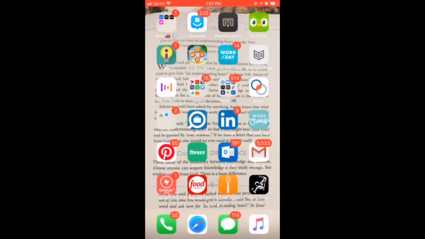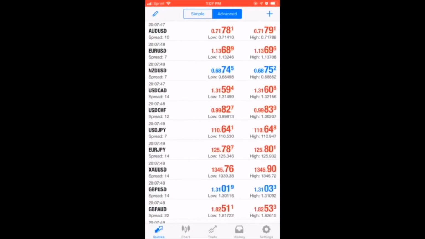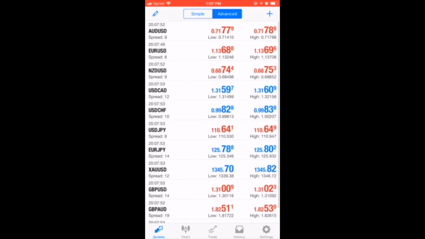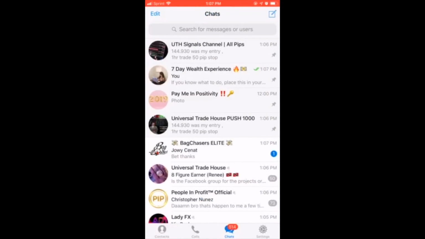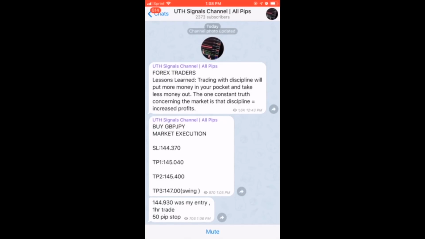Okay, so when a signal is called in a group chat, we're going to go to our MetaTrader 4 app. This is our home screen and what it should look like. Make sure it is on the Advanced tab. We're going to look at the signal, and let's make sure we look at it right. Sorry, y'all, let me click it here. All right, so we have GBP JPY here at the bottom. It says buy GBP JPY. So we're going to be adding that to our home screen.